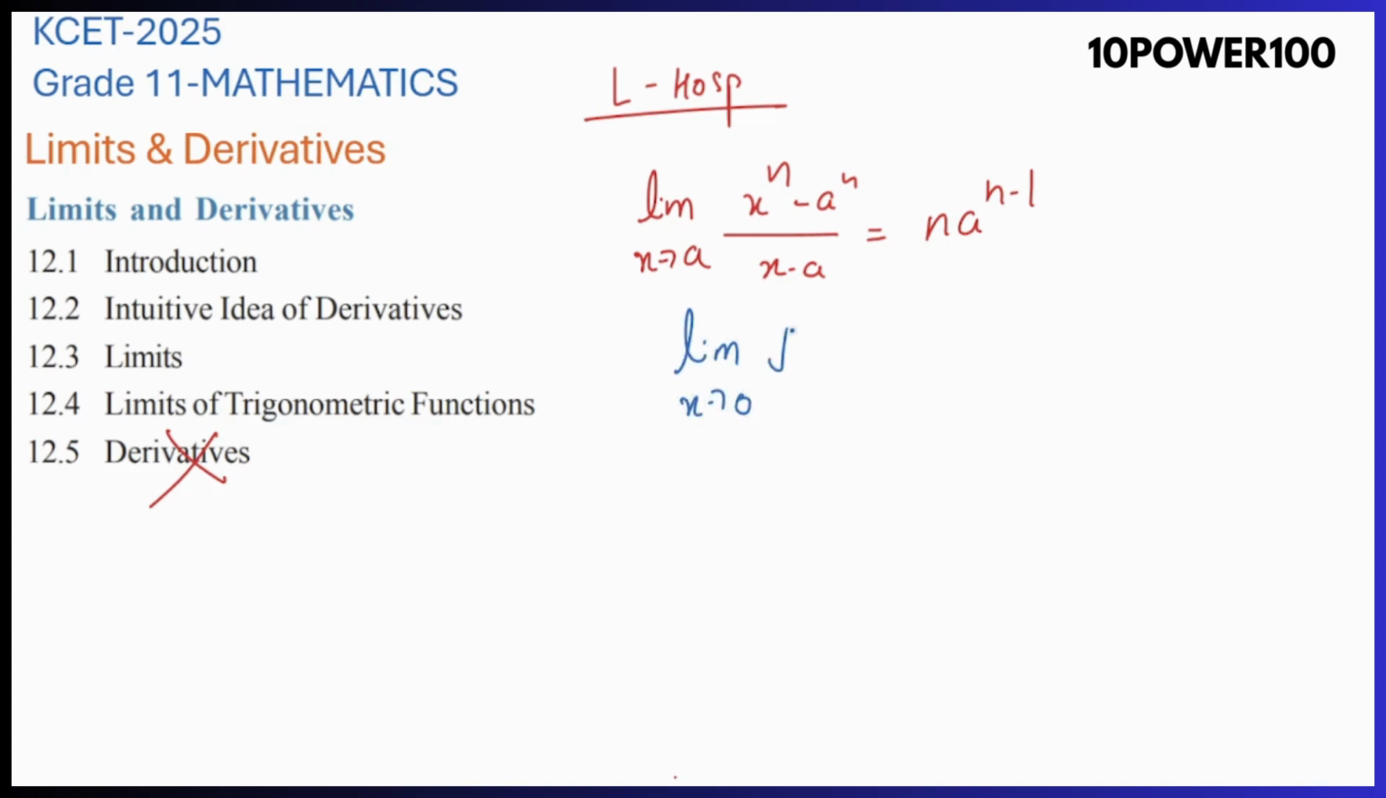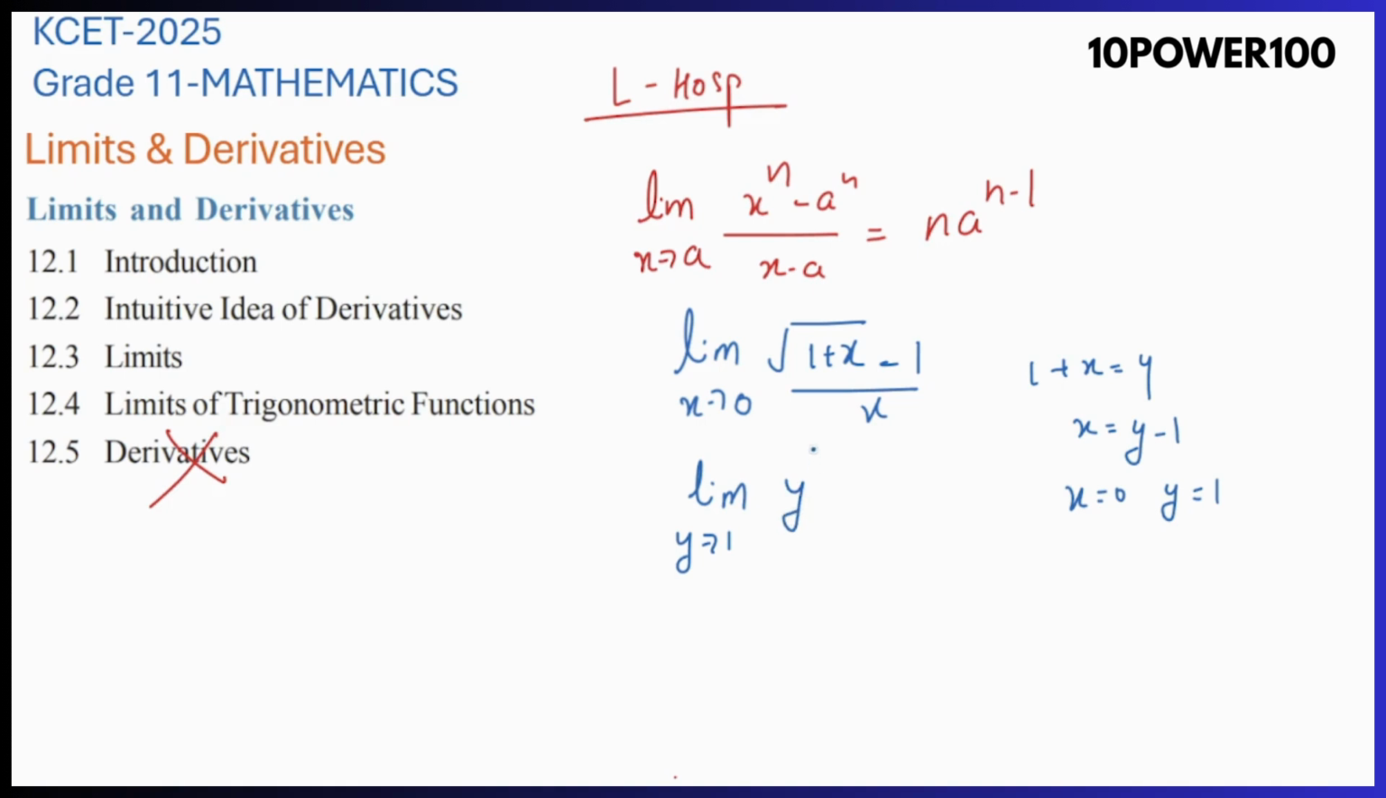Limit x tends to 0, root of 1 plus x minus 1 divided by x. Here you take 1 plus x is equal to y. If 1 plus x is equal to y, x is equal to y minus 1. So if x tends to 0, y tends to 1. So this becomes limit y tends to 1, y power 1 by 2 minus 1 power 1 by 2 divided by y minus 1. The answer is n into a power n minus 1. Here n is 1 by 2 and a is 1. 1 power 1 by 2 minus 1, it is 1 by 2 only. So the final answer is 1 by 2.